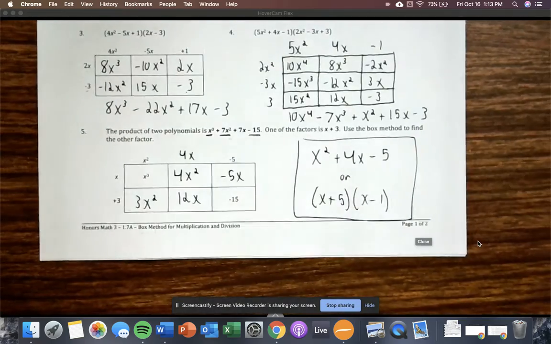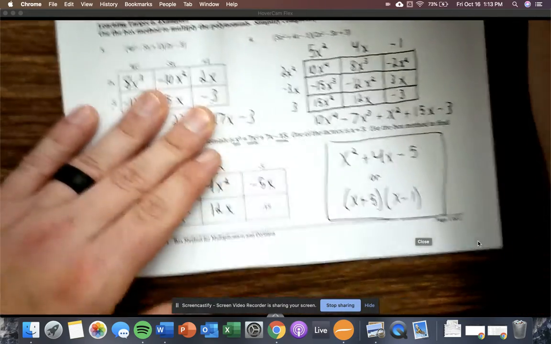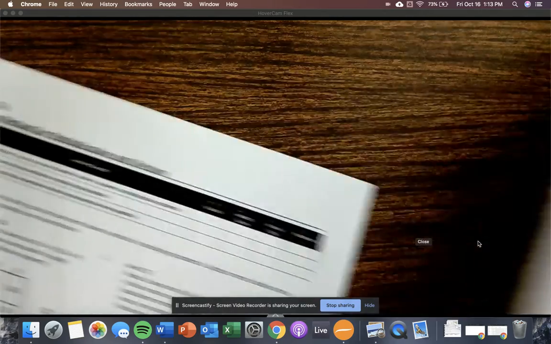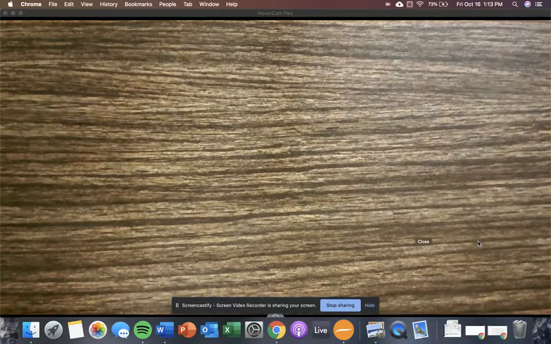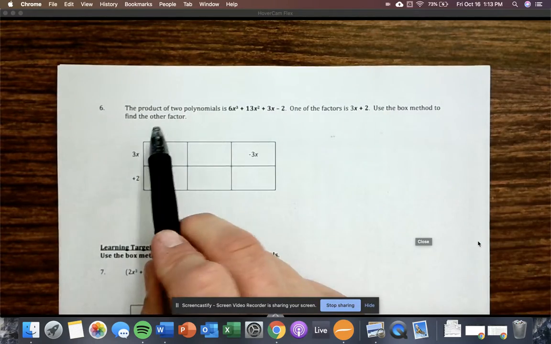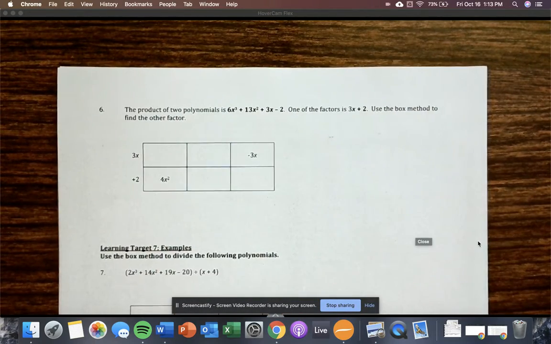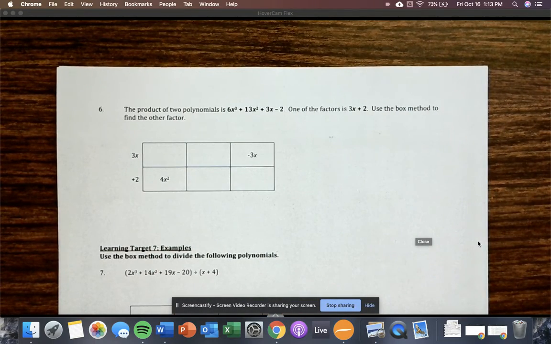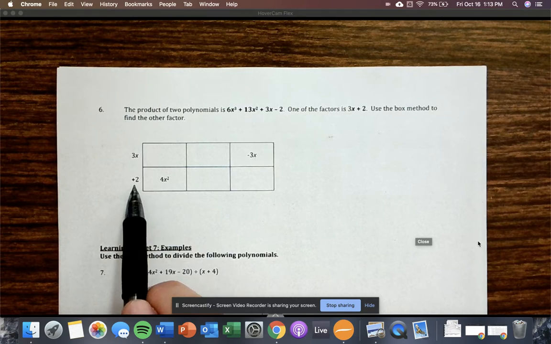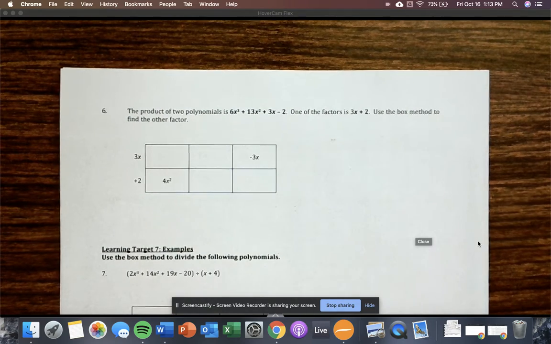All right, so let's keep going. Let's do another problem like this. Let's say it didn't give us the top values here, right? We know the product of two polynomials is 6x cubed plus 13x squared plus 3x minus 2. One of the factors is 3x plus 2. Use the box method to find the other factors.